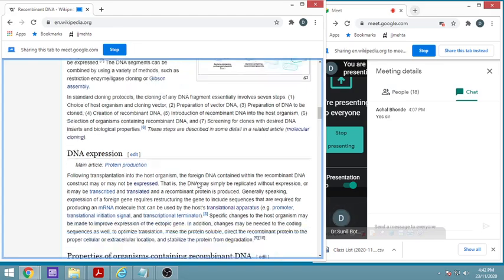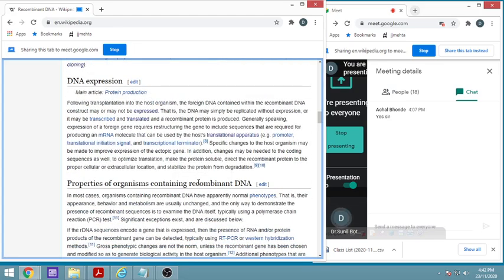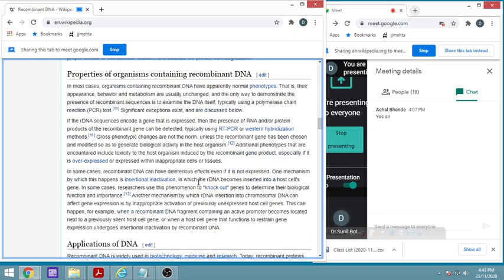Then next is DNA expression, how the DNA is expressed. Then what should be the properties of various organisms which contain recombinant DNAs. In most cases, organisms containing recombinant DNA have apparently normal phenotypes, meaning their functions are similar. Their appearance, behavior and metabolism are usually unchanged, and the only way to demonstrate the presence of recombinant sequence is to examine their DNA using polymerase chain reaction or RT-PCR. There are some exceptions, and accordingly we can find that they are present.